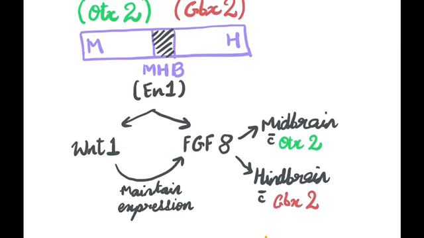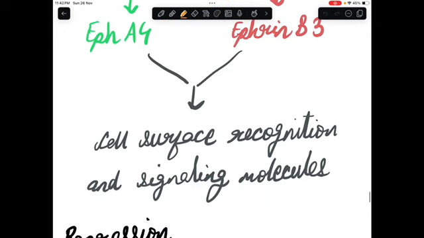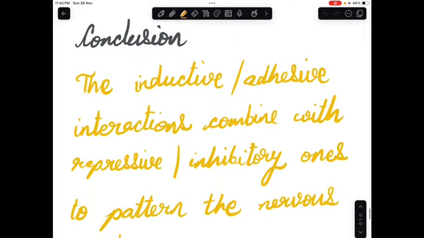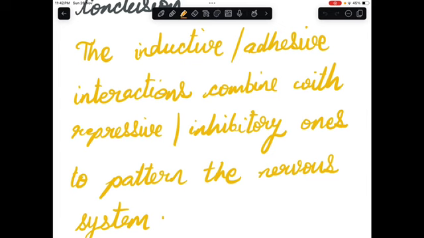To illustrate the mechanism of segmentation, we will use the formation of rhombomeres 3 and 4. In the forebrain, the segments are called prosomeres, and in the hindbrain, they are called rhombomeres. It works in the following way: KROX20 induces the production of EPHA4, and HOXB1 induces the production of ephrin B3, both of which are cell surface recognition and signaling molecules, and they transmit repulsive signals to each other, separating these cells. So they act via repression. To conclude, the inductive or adhesive interactions combine with repressive or inhibitory ones to pattern the nervous system.